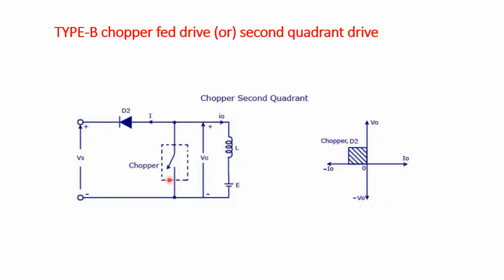No matter the chopper is on or off, the current I0 will be flowing out of the load and is treated as negative. Since V0 is positive and current is negative, the direction of the power flow will be from load towards source. The load voltage will be more than that of the supply voltage Vs, so the type B chopper is also known as step-up chopper.